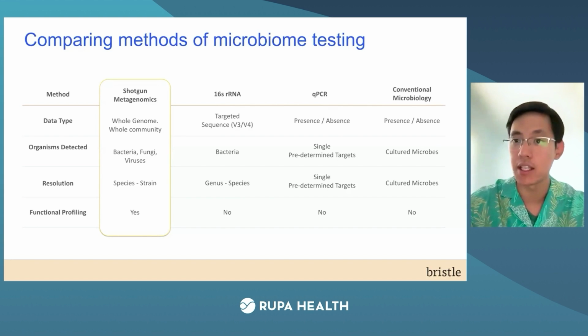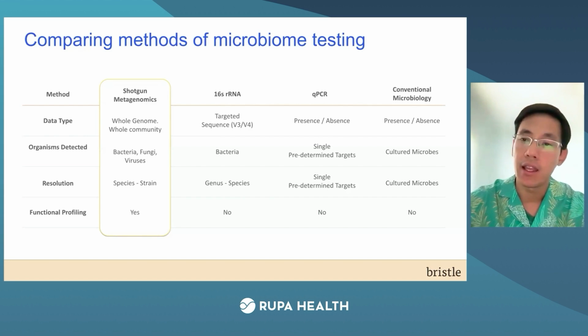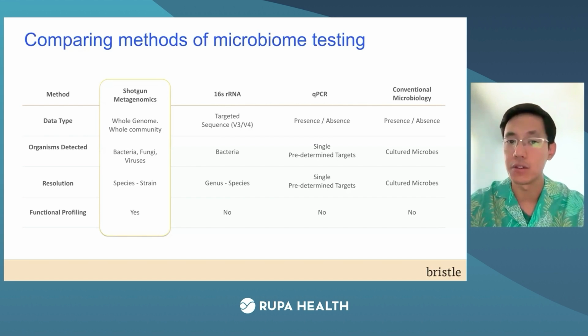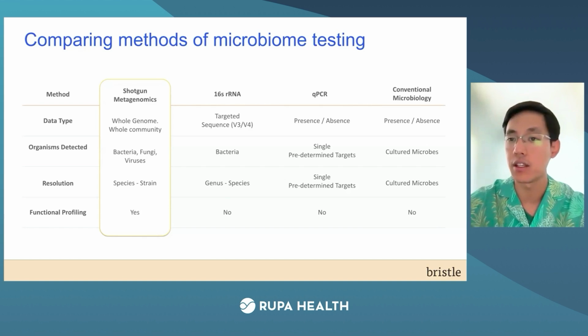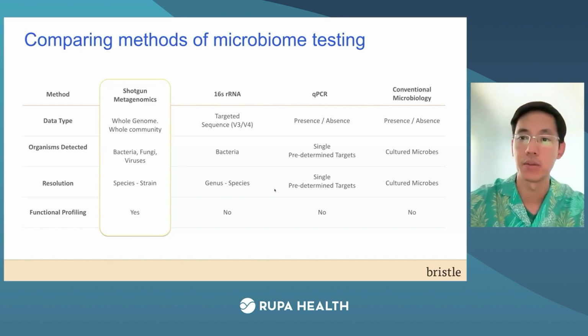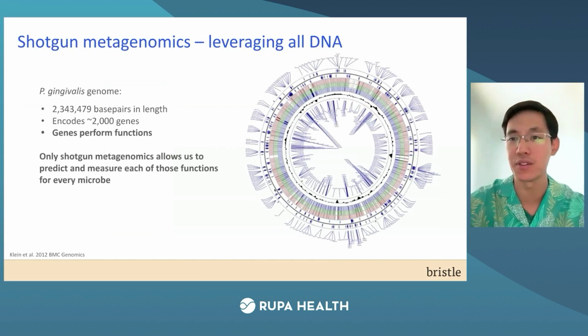But shotgun metagenomics allows us to look not just at bacteria, but also fungi, viruses. And it allows us to go beyond the resolution of 16S sequencing, which really looks only down to the species level, which we won't talk about today. But shotgun metagenomics allows us to look much deeper than that and all the way down to the genes of individual bacteria. And I will talk about that in the next few slides.